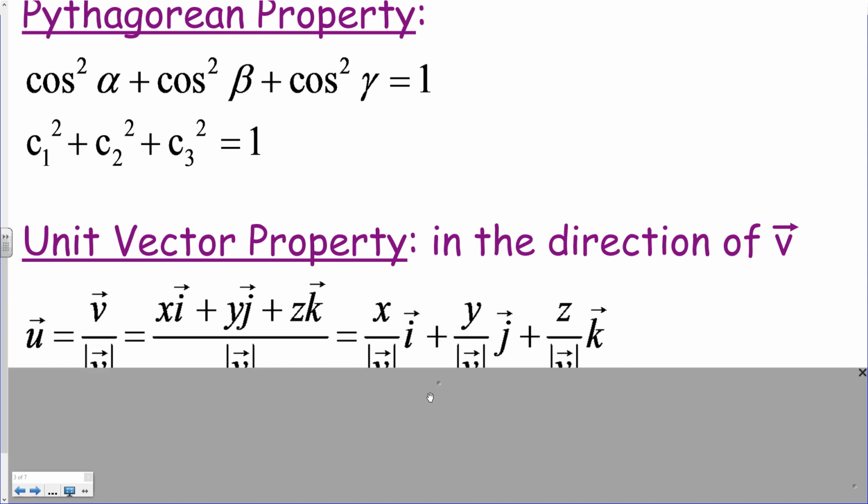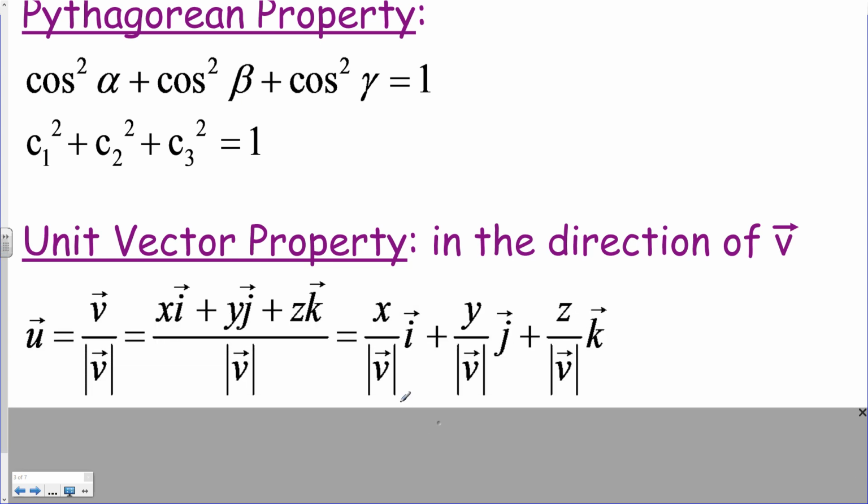If we're trying to find a unit vector in the direction of vector v, again, you have to go back to the beginning of this chapter. We talked about how to do that. But to find a unit vector, you just take the vector and you divide it by its magnitude. So if we take vector v that we're working with, divided by its magnitude, now we have a unit vector that's in the direction of vector v. So that vector v we defined up above as xi plus yj plus zk divided by its magnitude.